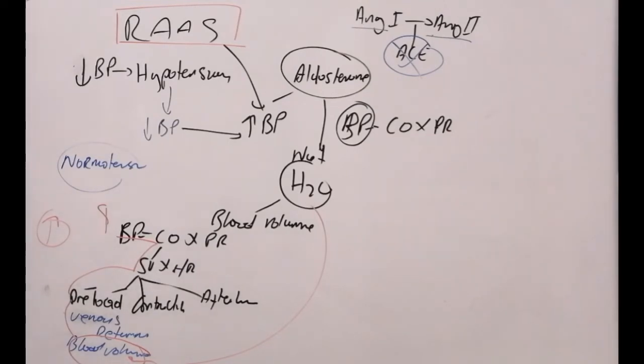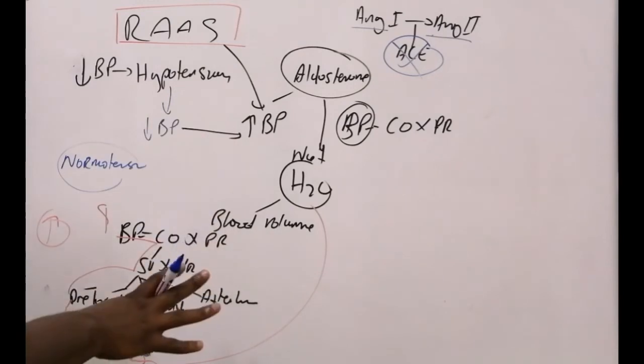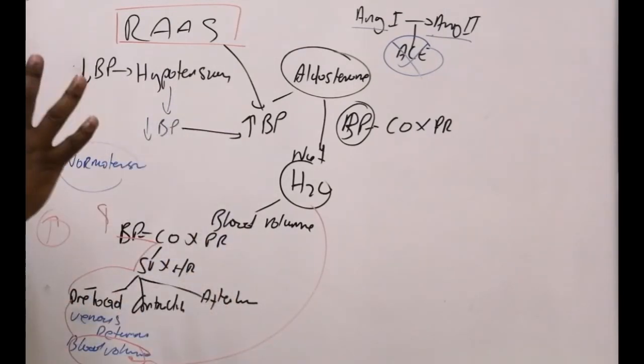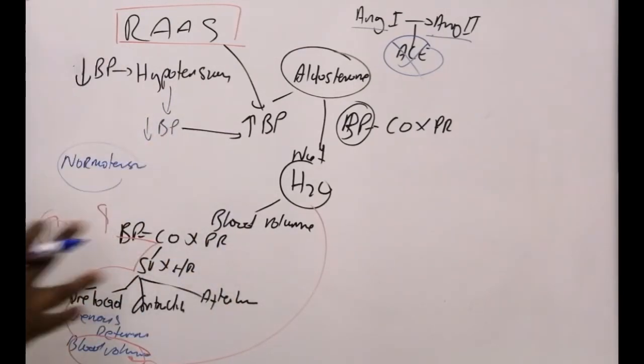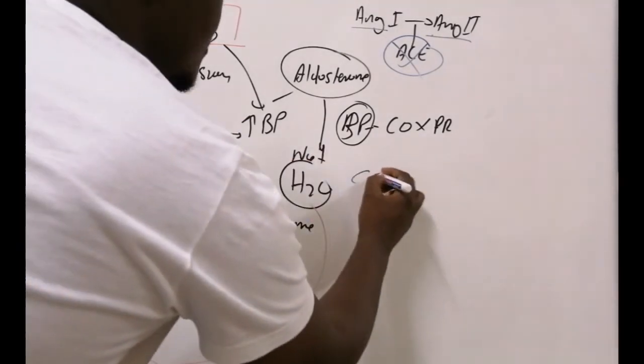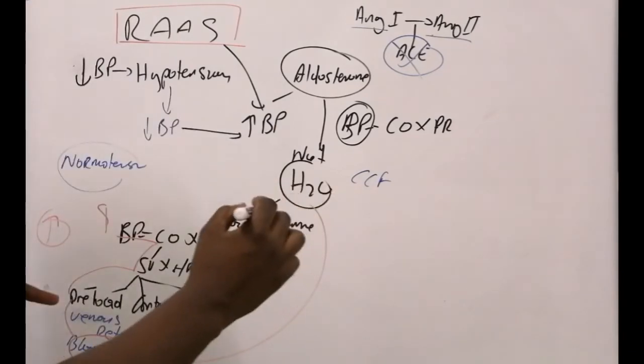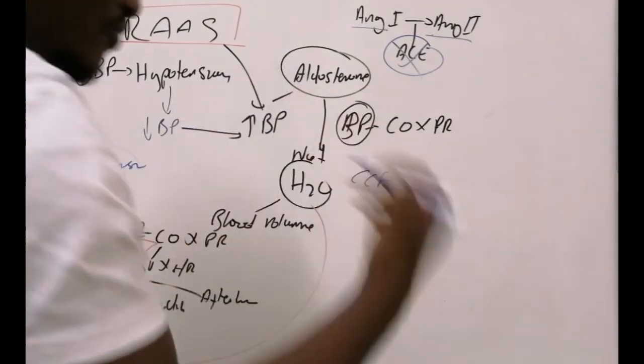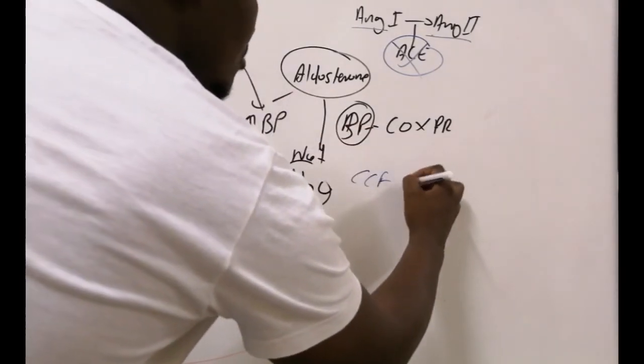Point number 2, talking about the CCF patient now. When you have a CCF patient, the same thing happens. The RAAS system is activated, and with CCF you've got a chronic state of volume, of fluid overload.